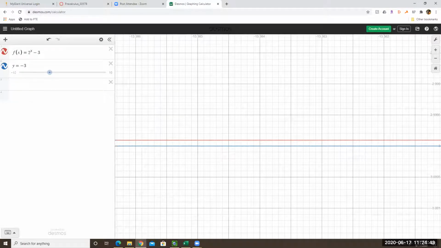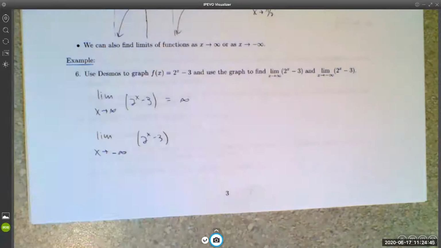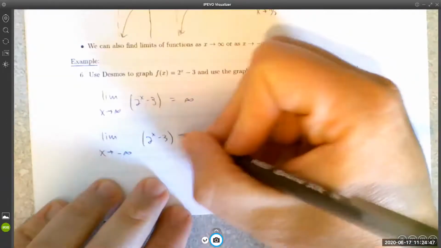The function never quite reaches -3, but it seems like it's getting closer and closer to it. So we would say that that's the limit, right? So the limit as x approaches negative infinity of this function seems to be -3.